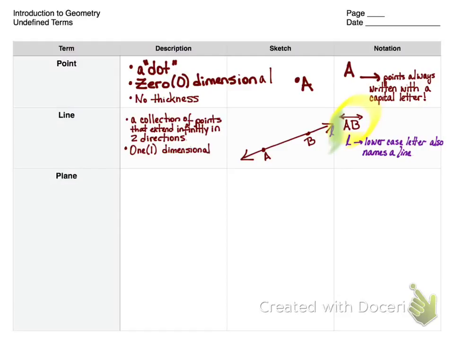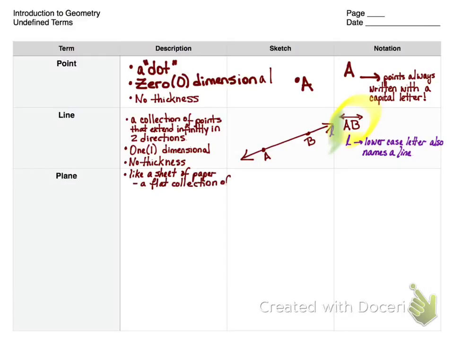All right. This line is one-dimensional. Goes to the left, goes to the right. Goes up, goes down. But it doesn't go left, right, up, and down all at one time. And again, it has no thickness. Okay? No thickness. May have width, but no thickness.